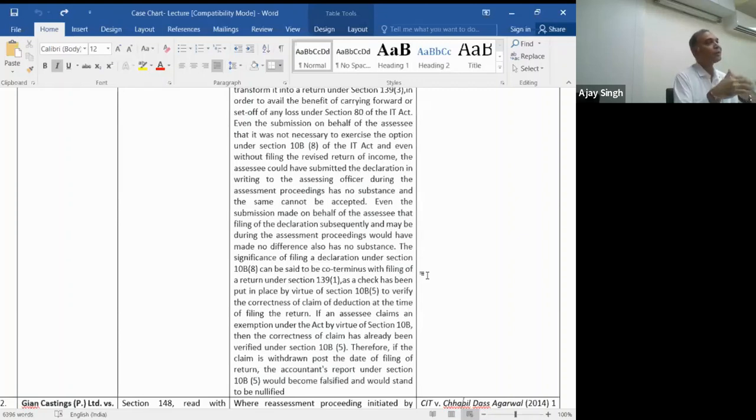Subsequently that decision was explained, and it came out through various other High Court decisions that the power of the appellate authority to entertain a new claim is not restricted, and they can entertain it. So keeping all these factors in mind, one needs to be careful and read this decision in the context of filing a revised return.